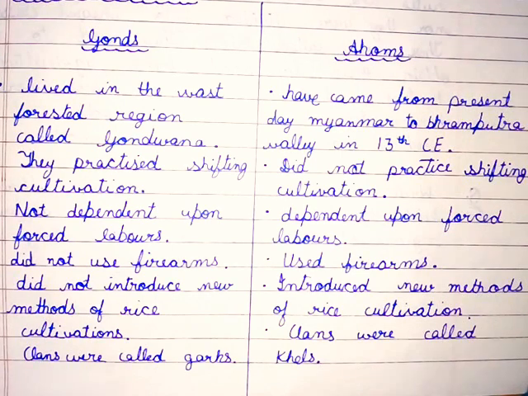Ahoms came from present-day Myanmar to the Brahmaputra Valley in the 13th CE. They did not practice shifting cultivation, were dependent upon forced labor, used firearms, and introduced new methods of rice cultivation. Clans were called Khels.